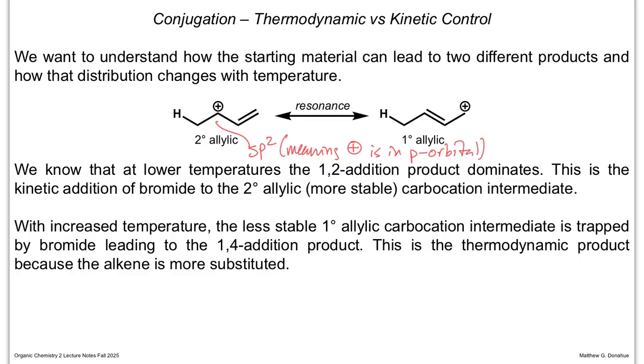So sp2 hybridized carbon means there's three substituents, 3 sigma bonds, then you have this empty p orbital where the plus charge is residing. And another reason why this has to be sp2 is because both of these carbons are also sp2. And so that is what allows that plus charge to migrate over through resonance.